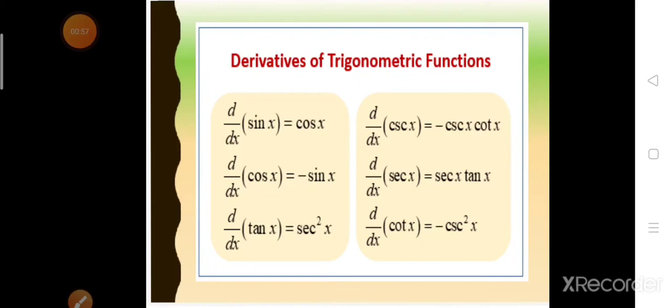So these are the derivatives of trigonometric functions. It is very important to familiarize or memorize these derivatives of trigonometric functions to apply them in our problems. So let's proceed.